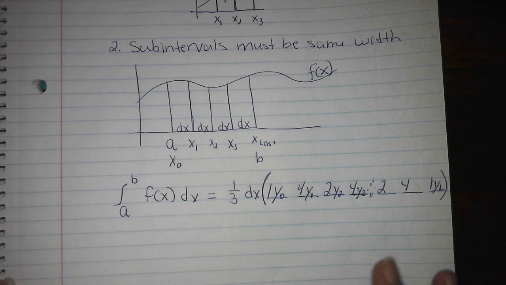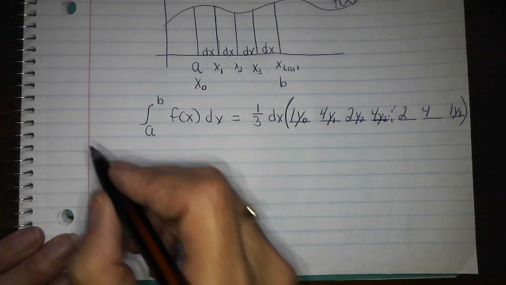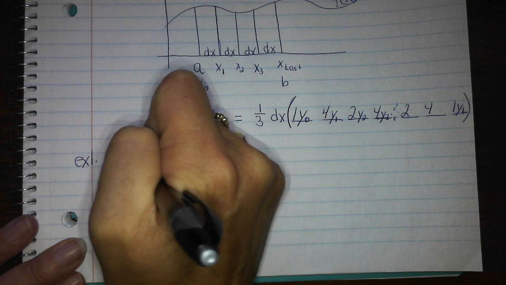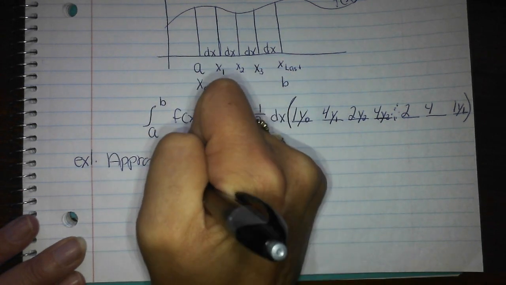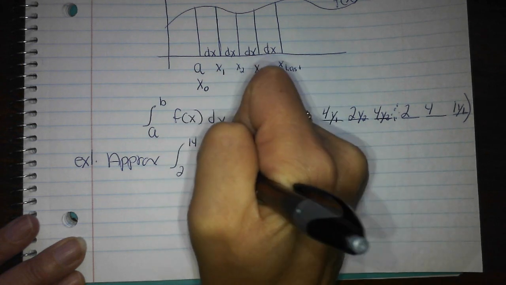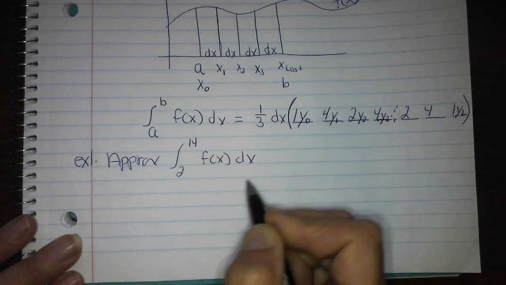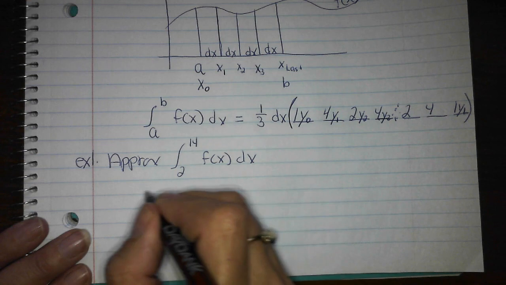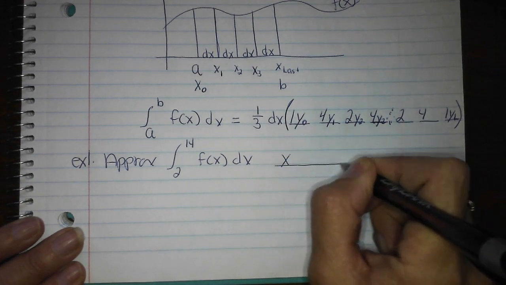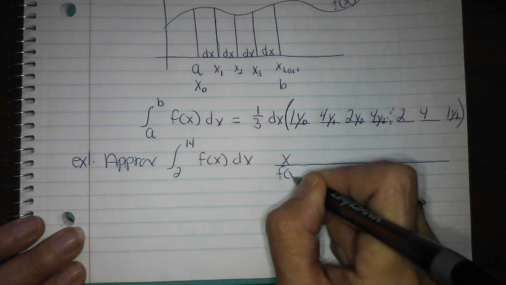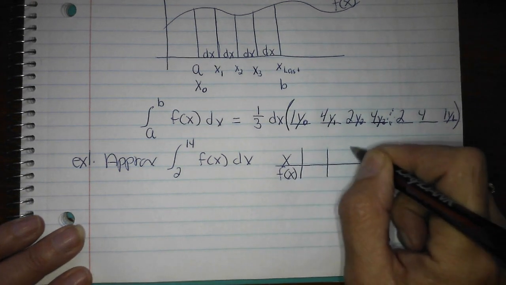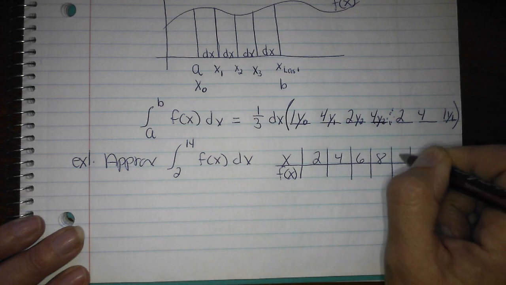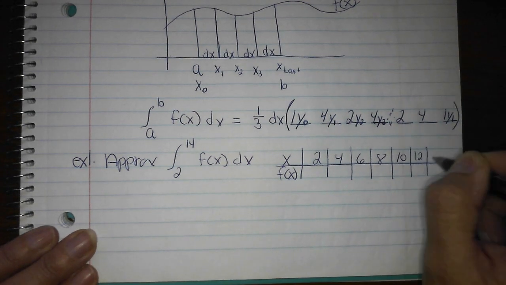So let's take one of these and go through and see how it works. Number 1, we are going to approximate the integral from 2 to 14 of f of x dx, where I don't know what the equation is, so I couldn't do it by hand, but I do have a table of points. And here's the table of points. x, f of x. And I happen to have them all evenly spaced. We're going 2, 4, 6, 8, 10, 12, 14.